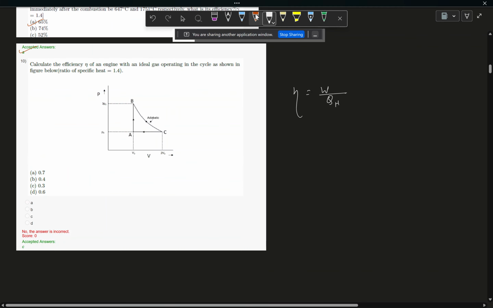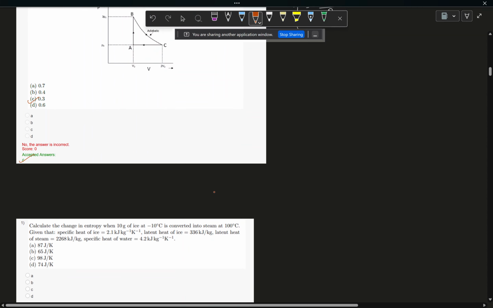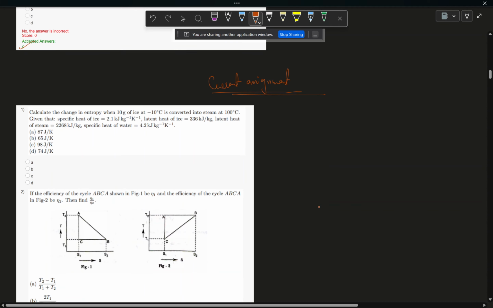So the answer is 0.3, which is option number C. Okay, so with this we are done with the 10 practice problems. Now this is where the current assignment problems start, which you are given to solve as a part of the course.